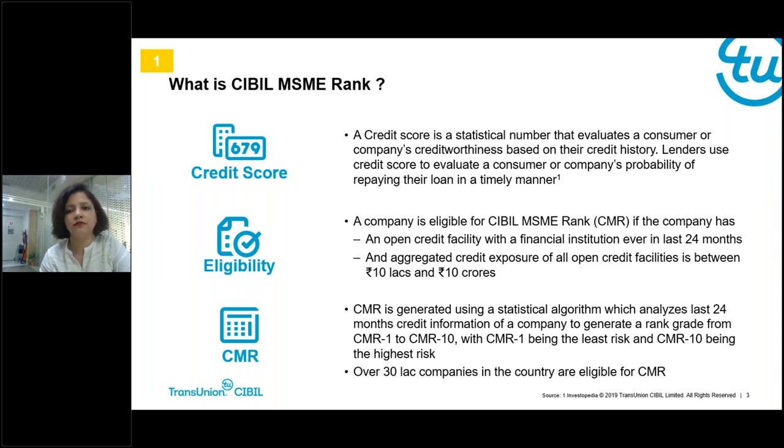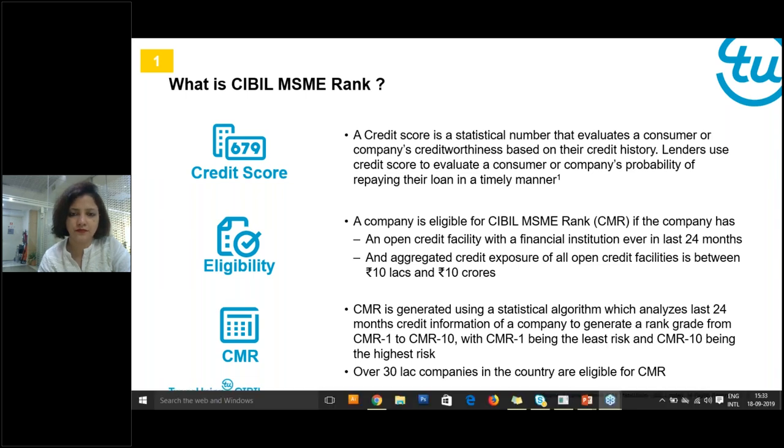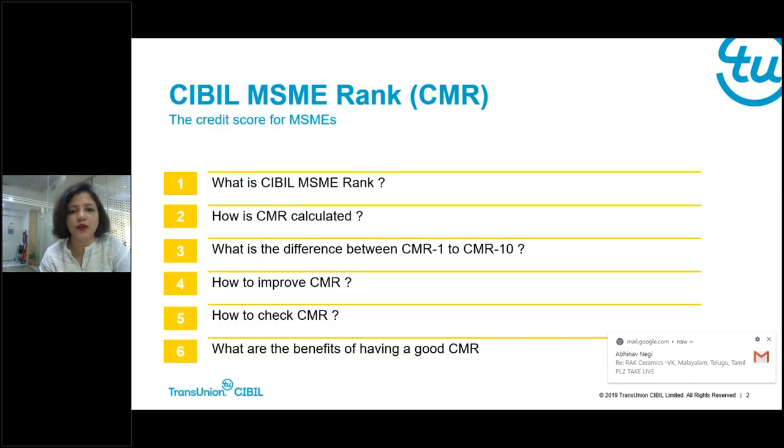It's available for more than 30 lakh companies in the country. It comes as a number from 1 to 10, 1 being the least risk and 10 being the highest risk. CMR uses the last 24 months of information about a company to generate a rank.